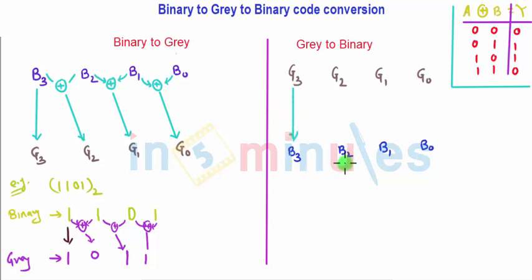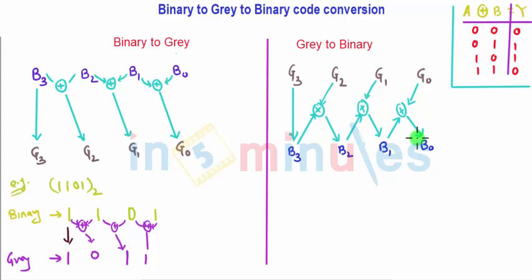But to get the B2 bit, whatever bit you have obtained as B3, you have to take that bit, XOR it with G2, and whatever answer you get, that will be B2. After getting the B2 bit, you have to take B2, XOR it with G1 and you will get B1. B1 XOR with G0, you will get the final bit B0.